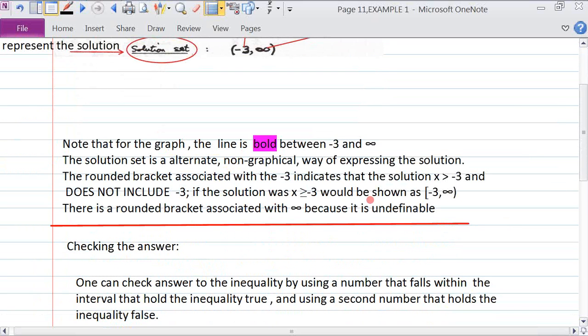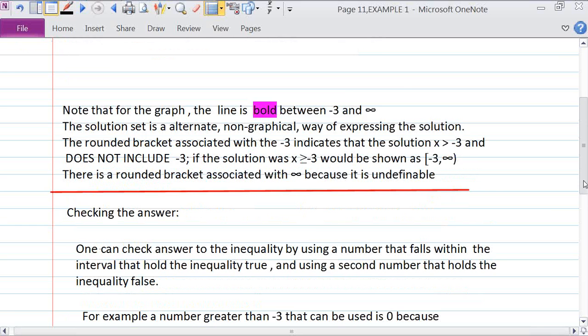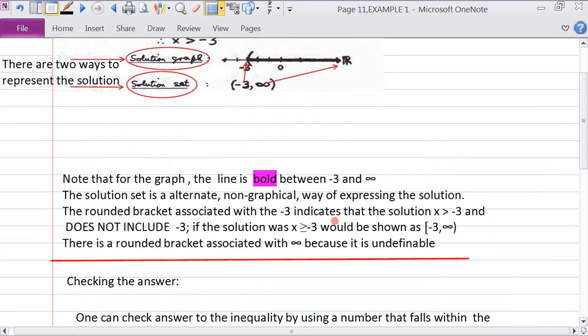Now, note that for the graph, the line is bold between minus 3 and infinity. Right here, it's bold. The solution set is an alternate, non-graphical way of expressing the solution. The rounded bracket associated with minus 3 indicates that x is greater than minus 3 and does not include the minus 3. If the solution set were x greater than or equal to minus 3, this would be shown with a square bracket.